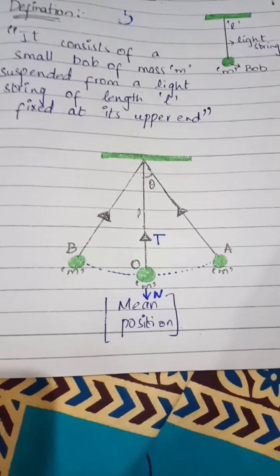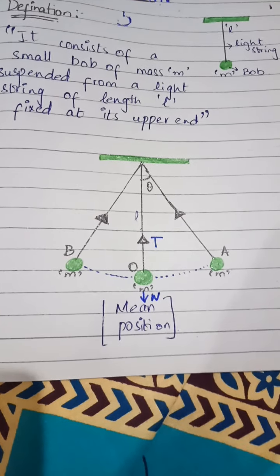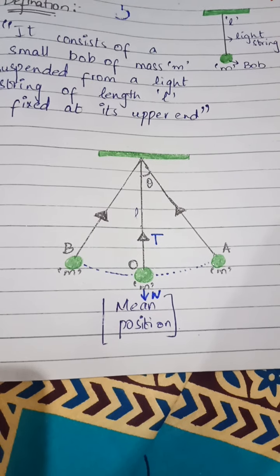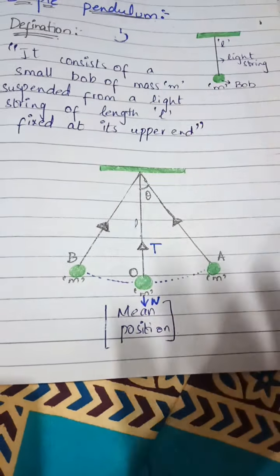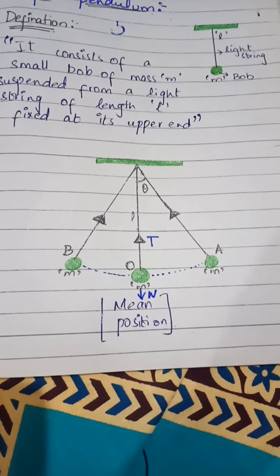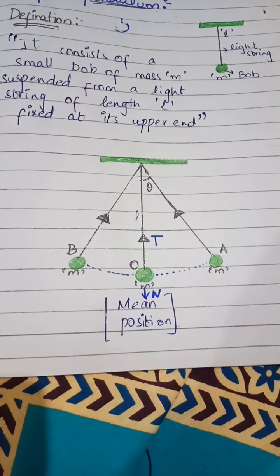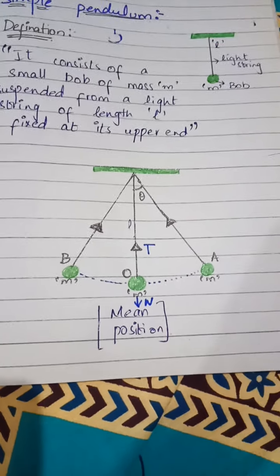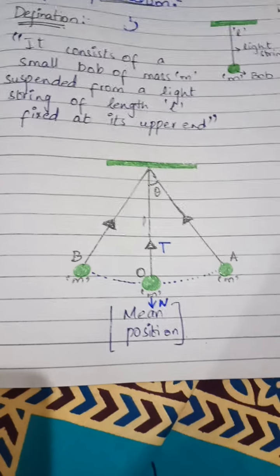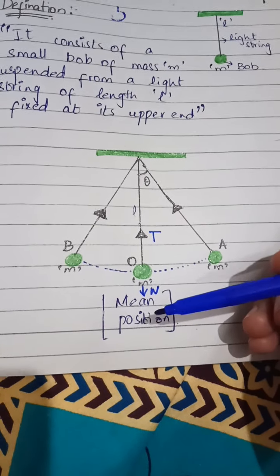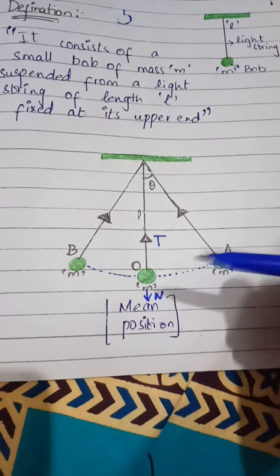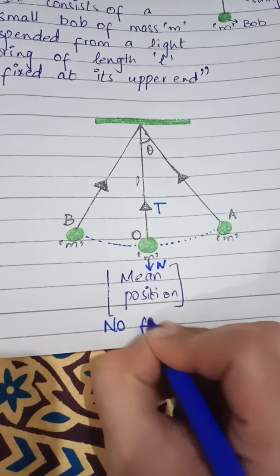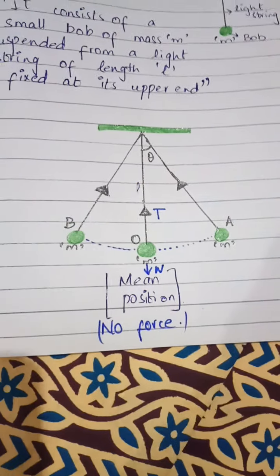So according to Newton's third law, the action and reaction will cancel out the effect of each other. So the body will remain at rest. There will be no force acting on it because these two forces are cancelling out the effect of each other. So the net force over here is zero, and there will be no force acting at this point.